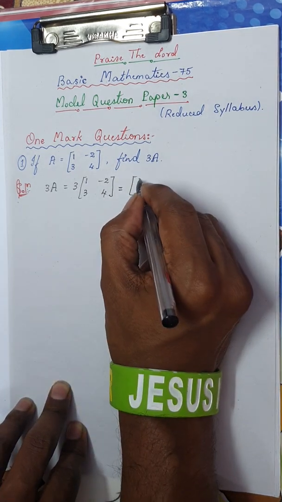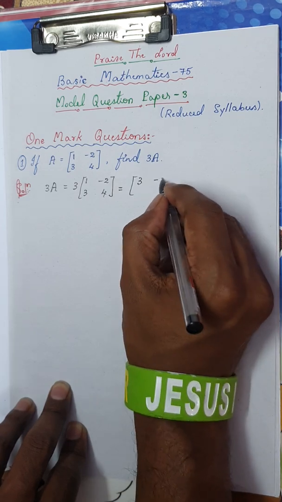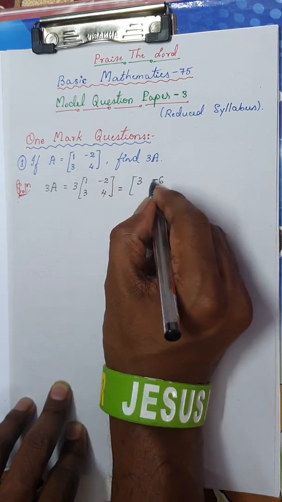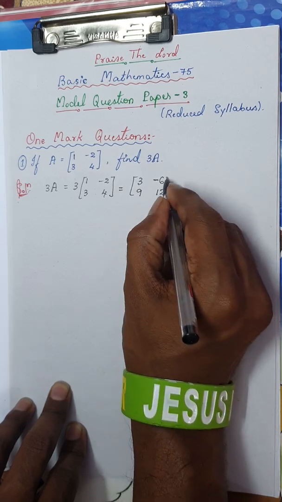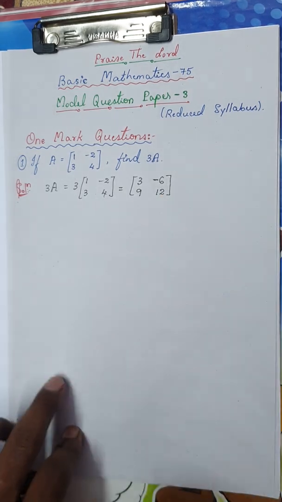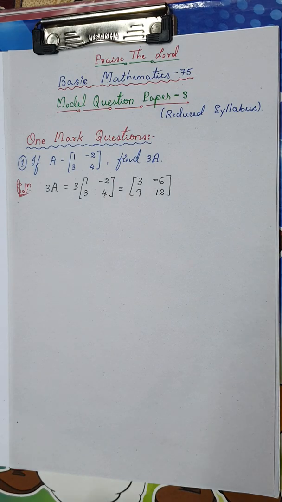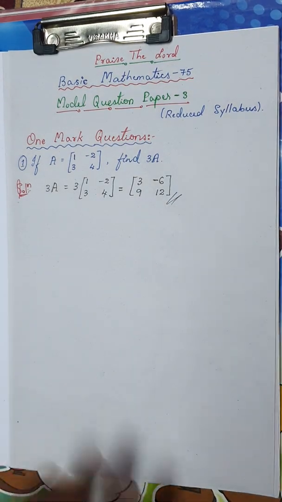So 3 into 1 is 3. 3 2s are 6, it is minus 6 because you have a minus sign here. Next, 3 3s are 9. 3 4s are 12. So within a fraction of a second, within 10 seconds, you can get 1 mark, provided this question is asked in the examination.